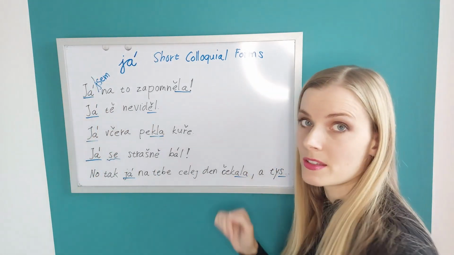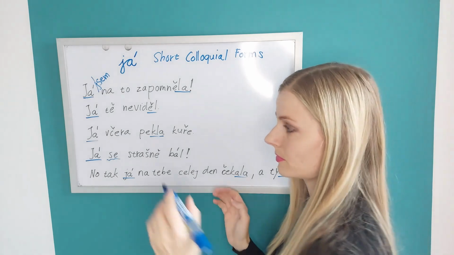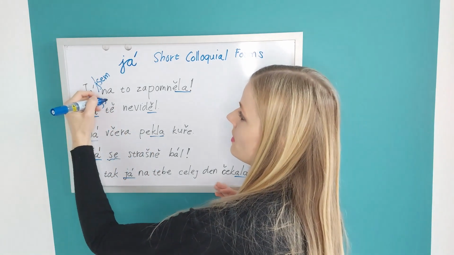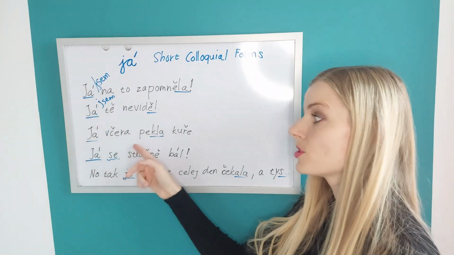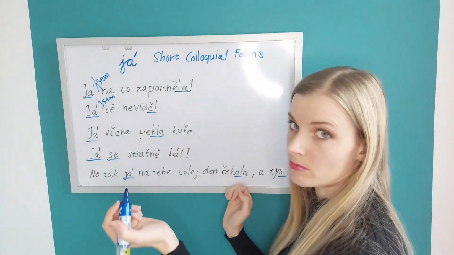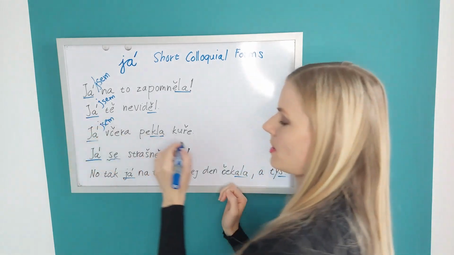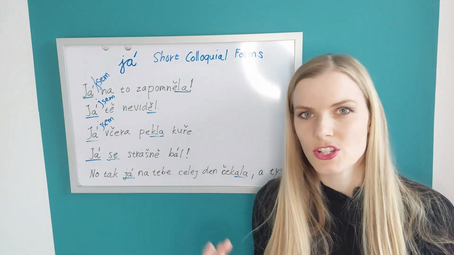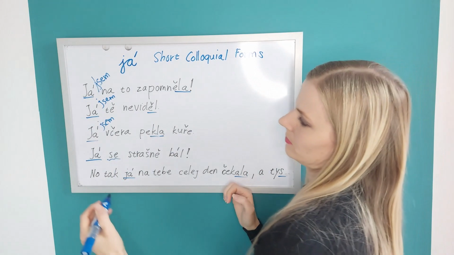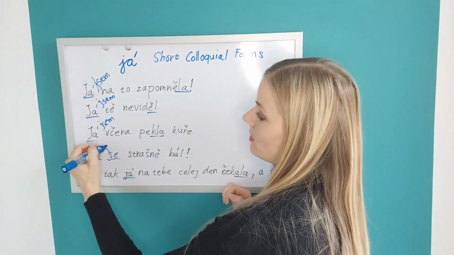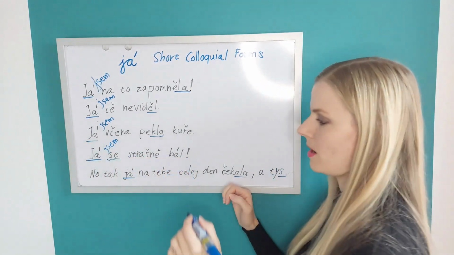Já tě neviděl. Já jsem tě neviděl. Já včera pekla kuře. Já jsem včera pekla kuře. Já se strašně bál. Já jsem se strašně bál.